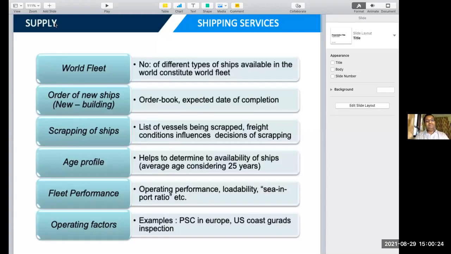Sir, can you repeat the operating factor again, sir? What do you want me to repeat in that? I'll tell you very simply. Operating factors just say what is the rigidity you have in a region for operating the ship. You have a strict port state control. You have strict regulations. What will happen? Will the supply in that area go up or go down? You tell me.